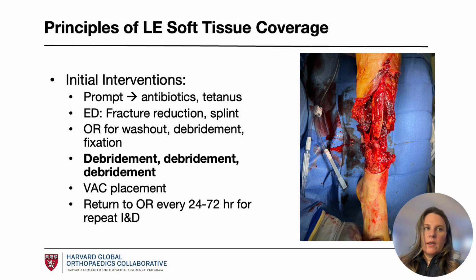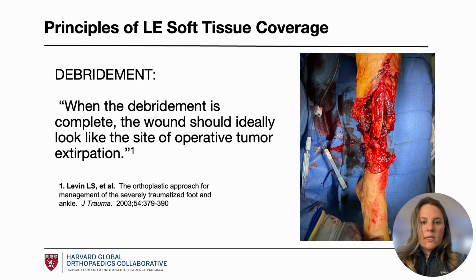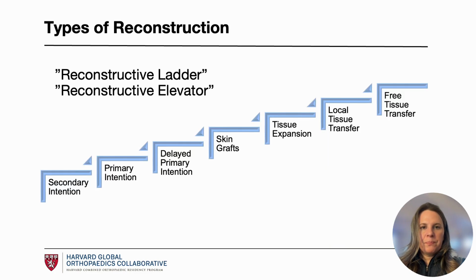Ideally, coverage is done as soon as possible and either at the same time or as closely related to the final bony stabilization. But if you cover without doing proper debridement, it's likely going to leave you with inadequate coverage and potentially infection, osteomyelitis, and non-union. Scott Levin wrote in this paper cited here that, quote, "When the debridement is complete, the wound should ideally look like the site of an operative tumor extirpation." And I think this is really important. Obviously, you don't want to be too aggressive and debride tissues that would ultimately survive. But again, if debridement's not adequate, your reconstruction is ultimately going to fail.